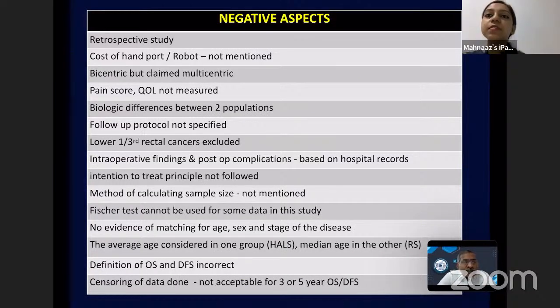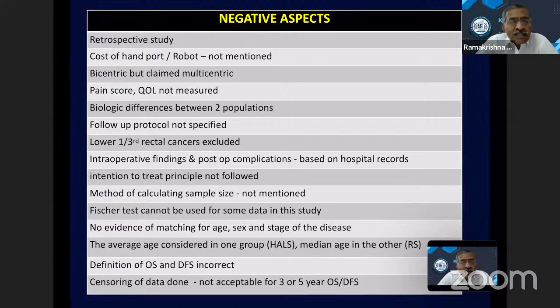The negative aspects in this study were: it was a retrospective study, and the cost of the hand port and robot. Dr. Kalayani is asking, what is the level of evidence when you consider a retrospective study? What is its weightage in the evidence pyramid?